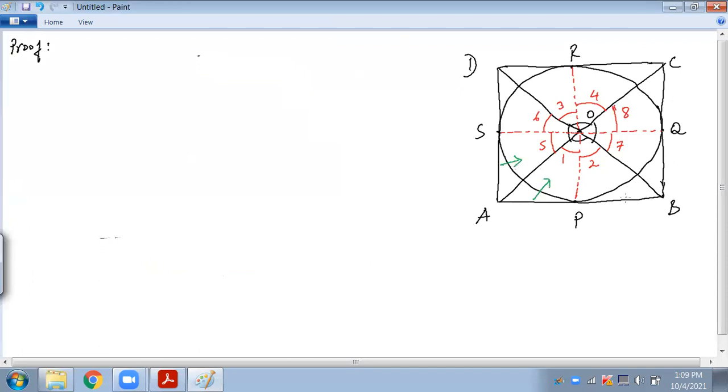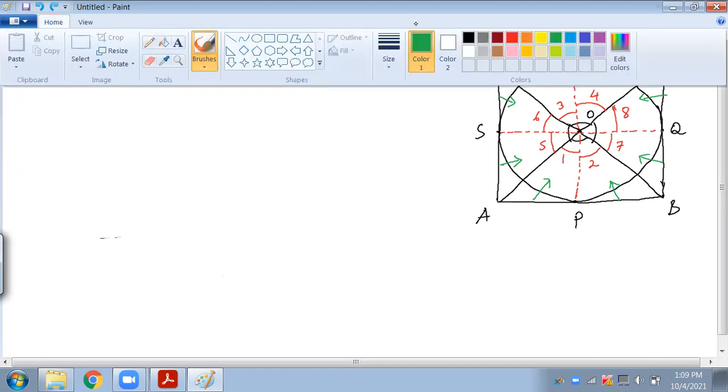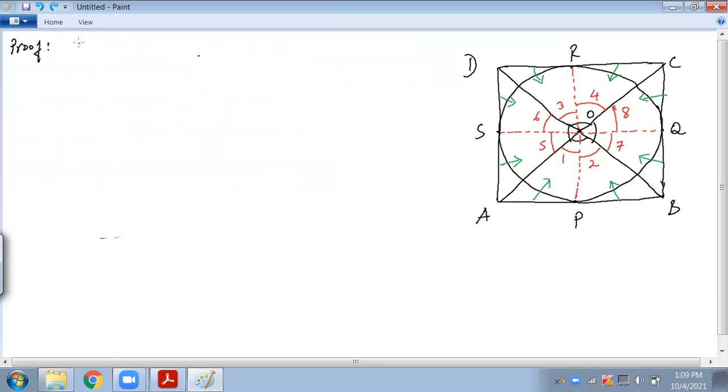Same way, BP and BQ are tangent from the same external point, so they will subtend equal angle at the center. Same way, CQ and CR are tangent from the same external point, so they will subtend equal angle at the center. Again, DR and DS are tangent from the same external point, so they will subtend equal angle at the center. So what can you take? We can take angle 1 equal to angle 5.